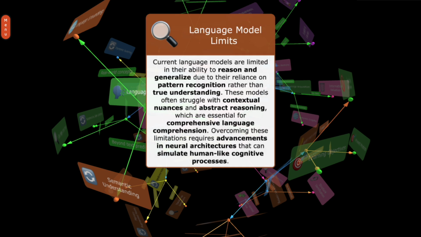Current language models are limited in their ability to reason and generalize due to their reliance on pattern recognition rather than true understanding. These models often struggle with contextual nuances and abstract reasoning, which are essential for comprehensive language comprehension. Overcoming these limitations requires advancements in neural architectures that can simulate human-like cognitive processes.